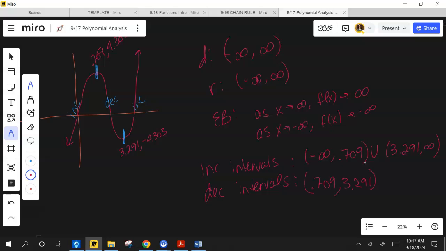You don't know? I'm just using these points to do it. Your calculator what?